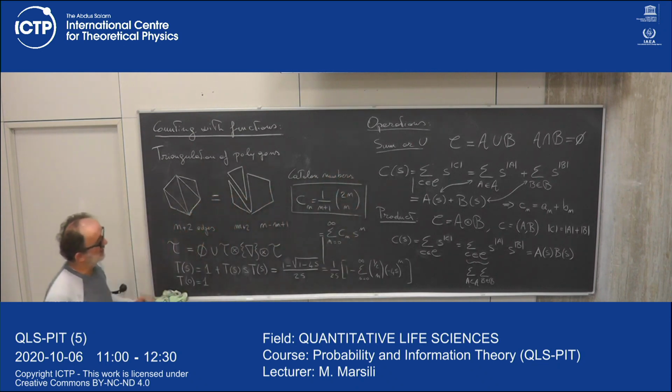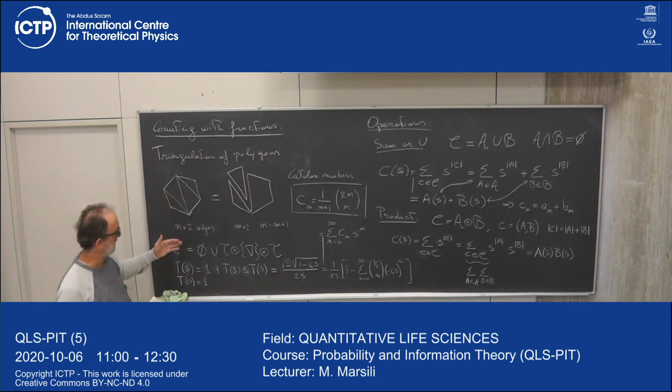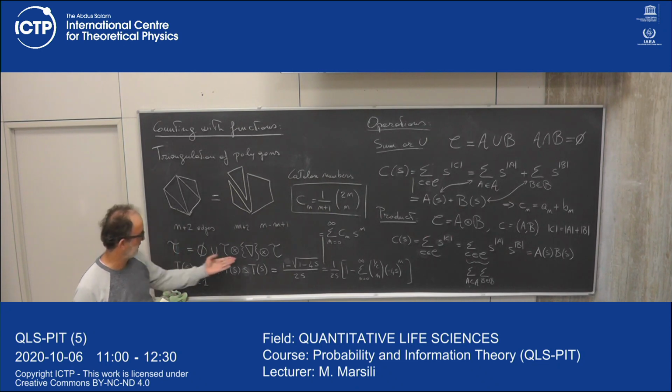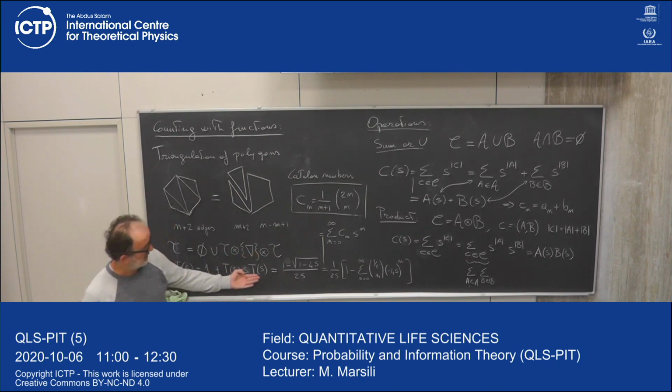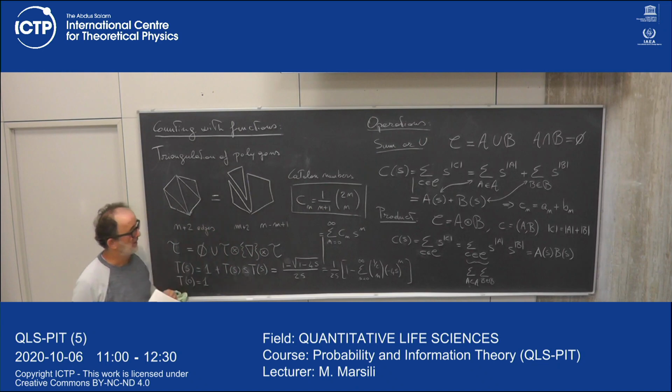Okay, so you see, with the use of generating functions and understanding the defining relation of this set, this equation defines what a triangulation is, then you can write down an equation for the generating function, and you can compute the number of triangulations of a polygon of n plus 2 edges.